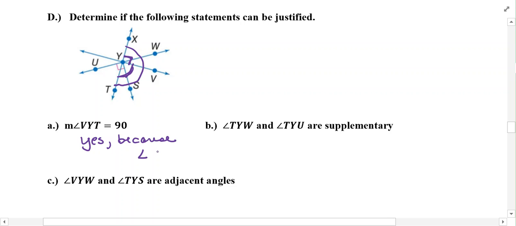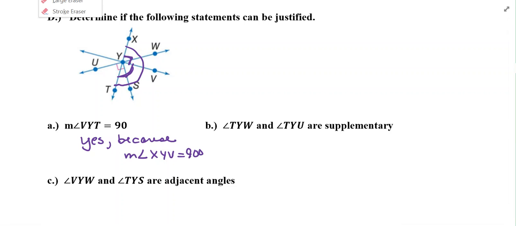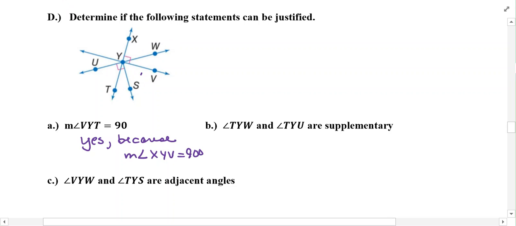So yes, and that's because angle XYV is 90 degrees. Looking at part B, it's asking us, is TYW, which is right here, and TYU, are they supplementary? Yes. They form a line. You could also call them a linear pair.